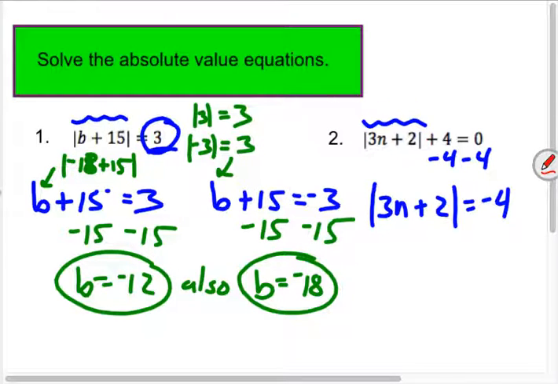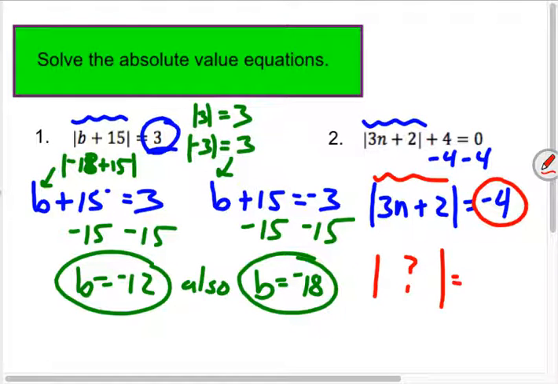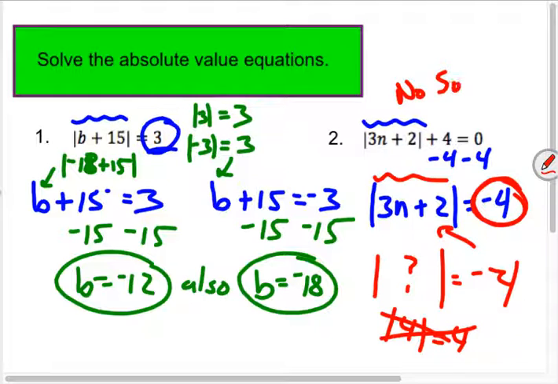So you isolated your absolute value, it's by itself, but it's equal to a negative number. Is that possible? Well, can I ever take the absolute value of something and have it equal to a negative 4? No. If I plugged in 4 in there, the absolute value of that is 4, not negative 4, so it doesn't work. When it's equal to a negative number like this, when you've got the absolute value isolated, this is, once again, no solution.